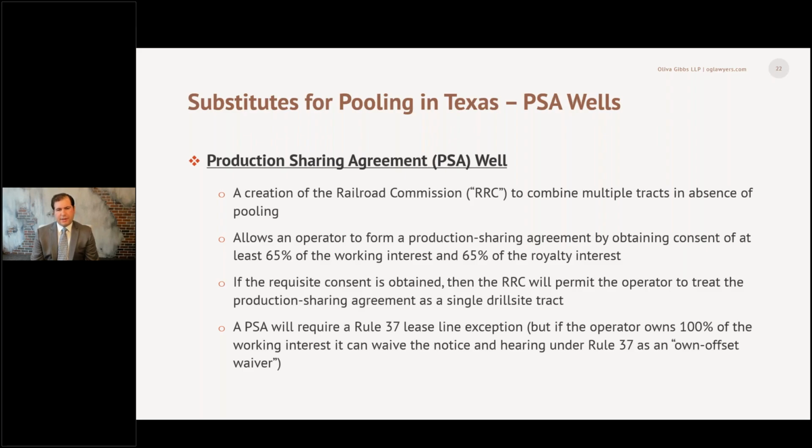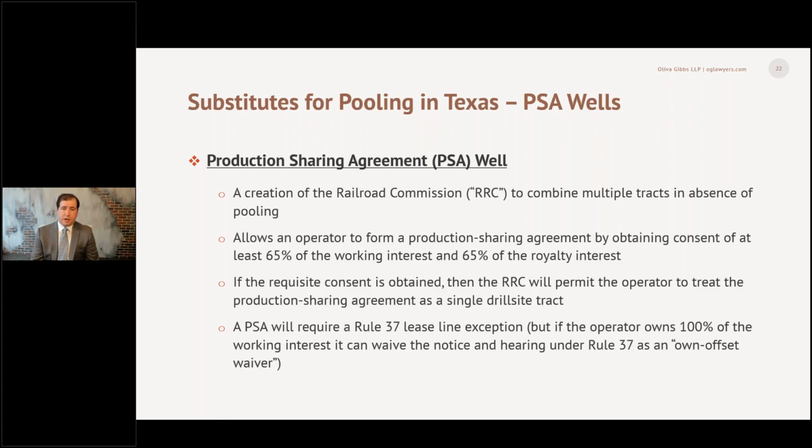So if we went back to that handy visual I had in the beginning when we were discussing Louisiana with the black acre, blue, red acre, that's what's happening here with the production sharing agreement. You're forming kind of a production sharing agreement area. If you think of it similar to a pooled unit or the drilling unit we discussed in Louisiana, it's going to be that single drill site tract. So production from any tract within that area is going to be considered as production from all other tracts in that area. Production sharing agreement will also require a Rule 37 lease line exception, because obviously you're going to be looking to drill across multiple tracts, across multiple lease lines.